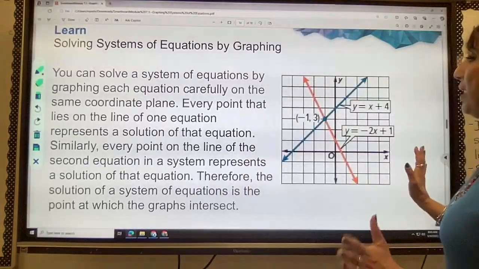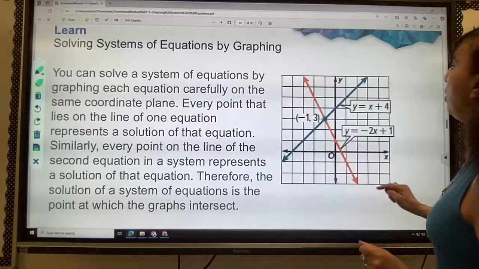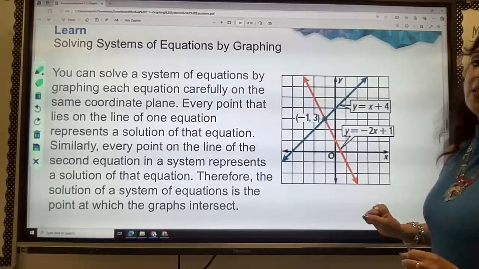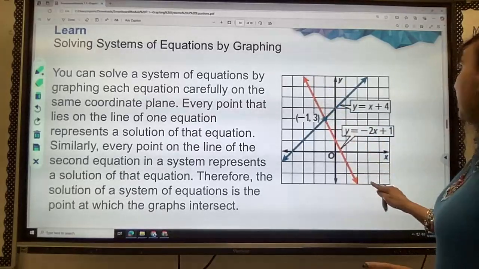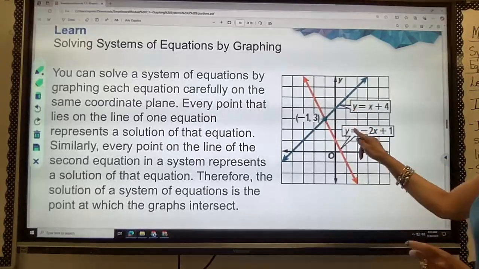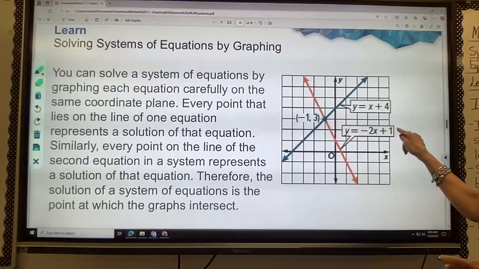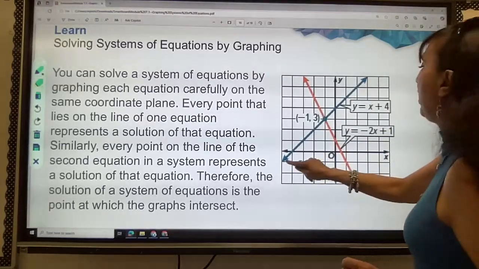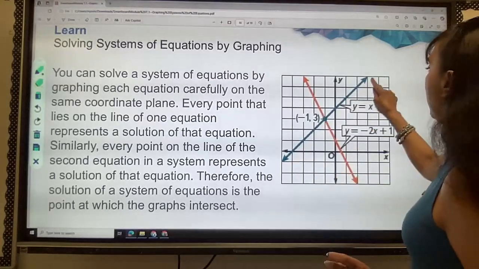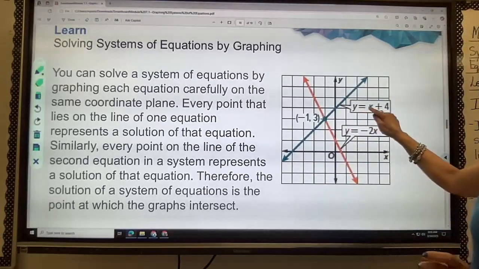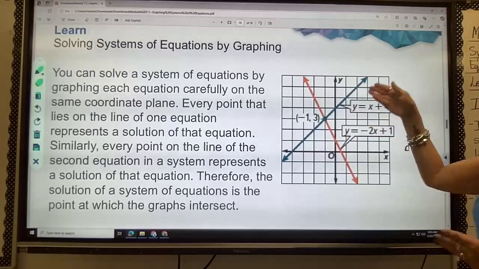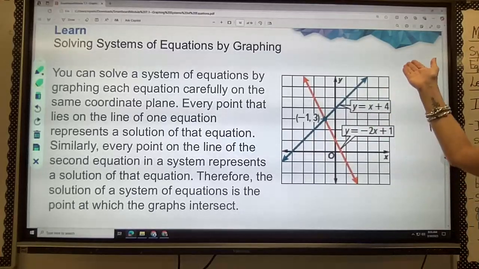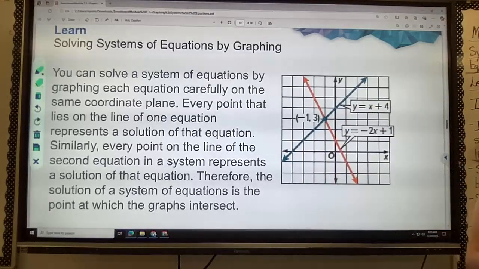Basically that means everything on this line is a solution of this equation, which is y is equal to negative 2x plus 1. And every ordered pair on this blue line, which represents y is equal to x plus 4, will be a solution to this equation.